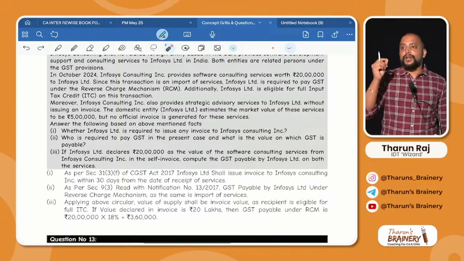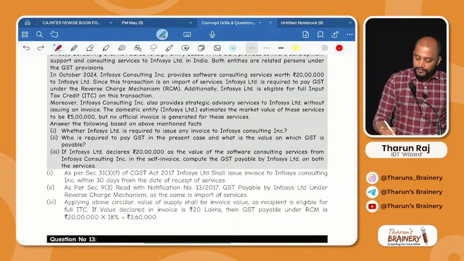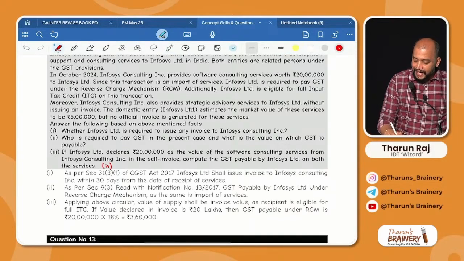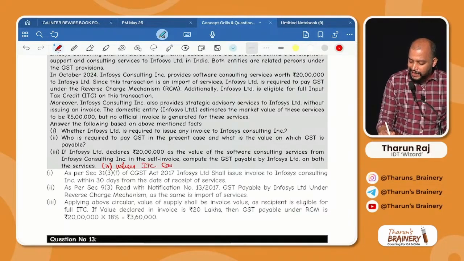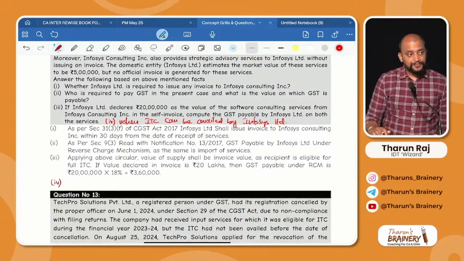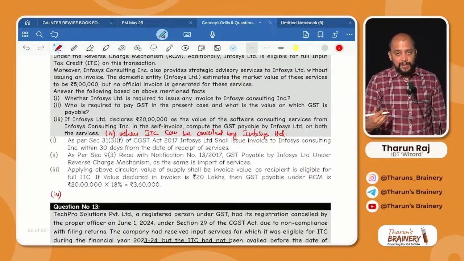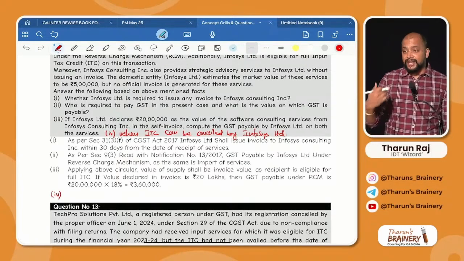Now I want to add one more point in this question. Okay, point number 4. When can ITC be availed by Infosys Limited? What is your answer? When can they avail ITC? As and when they pay GST, or as and when they pay money to the supplier, or as and when the invoice is issued?